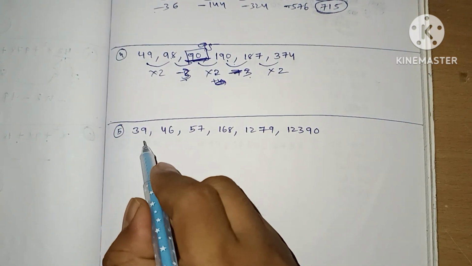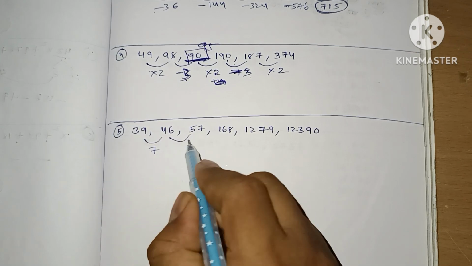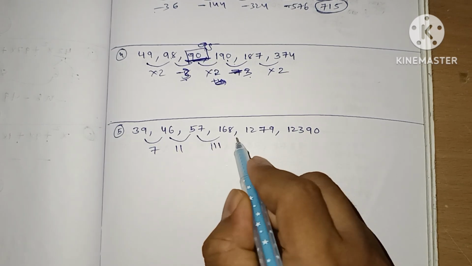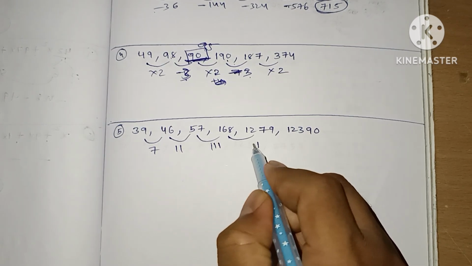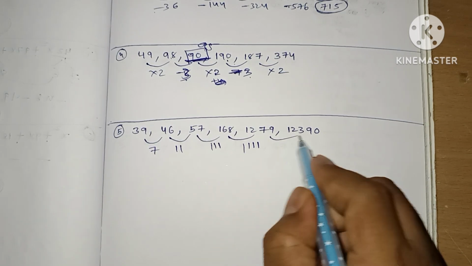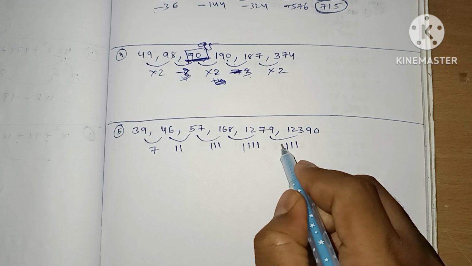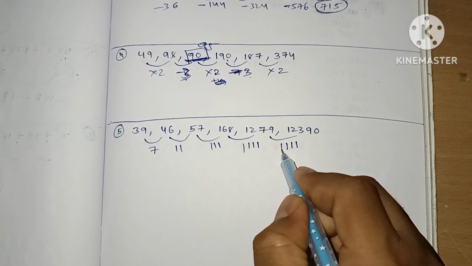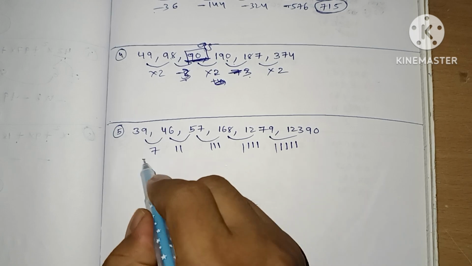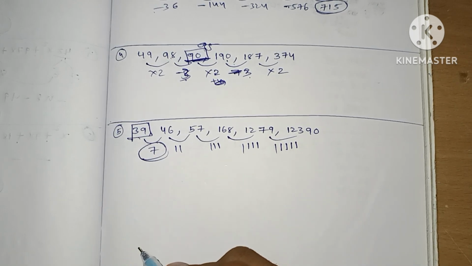Next, fifth one. Here the difference between these two is 7. Here the difference is double 1. Here the difference is triple 1. Here the difference is 4 ones. Here the difference is 1 1 1 1 and 1, and left with 5 ones. So wrong number must be this one. So our wrong one is this one, 39.